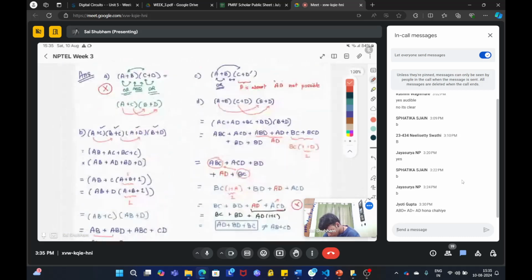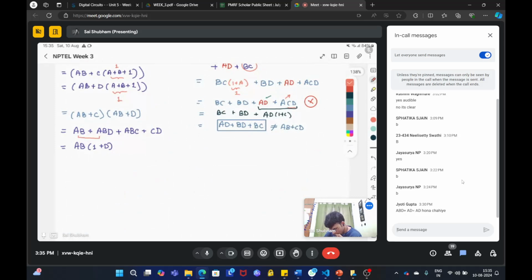I think we have to take all three common. Okay. This will be 1. So this is the answer. Moving on to the next question.